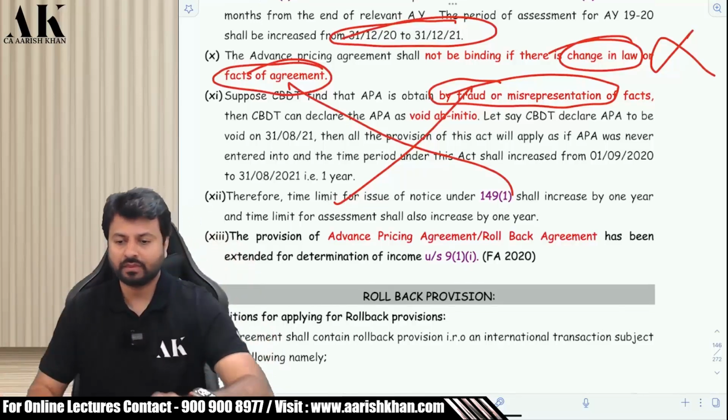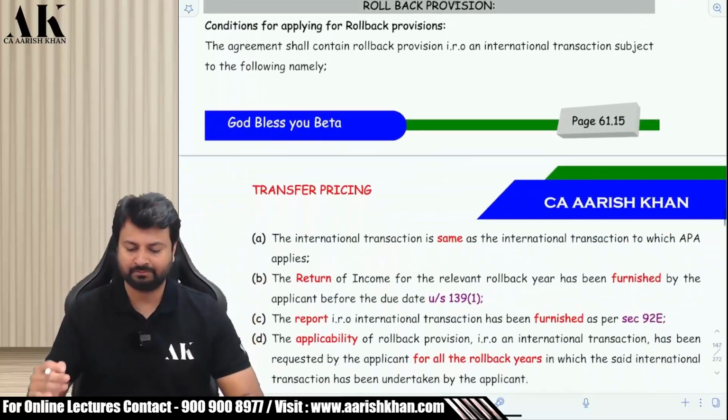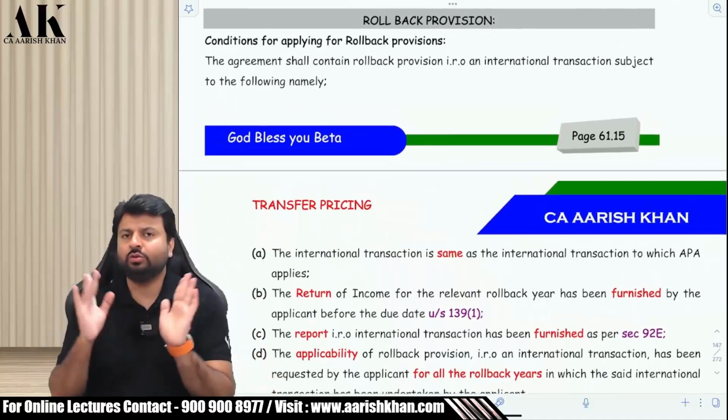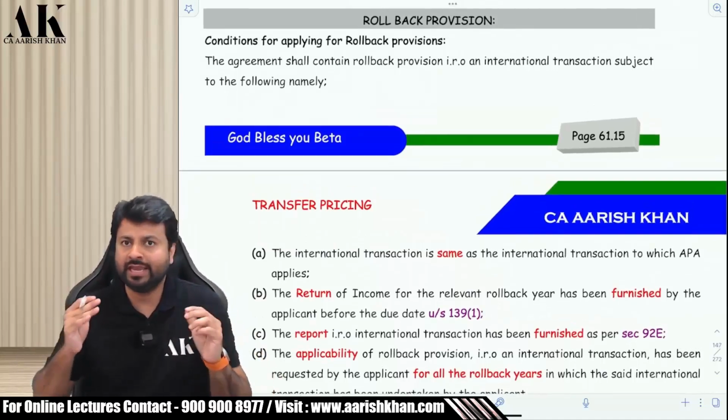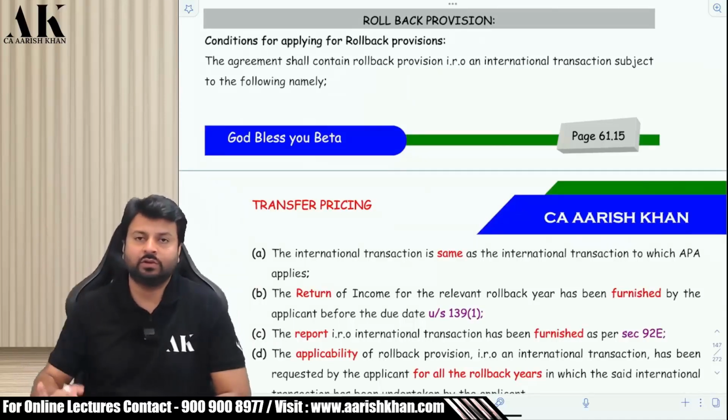Check it please. Now let's talk about the extension of this provision, that is the rollback provision. Now what do I mean by rollback? There are two different terms which you need to understand very carefully. APA, advance pricing agreement, is for the future 5 years, and rollback is for the last 4 years.